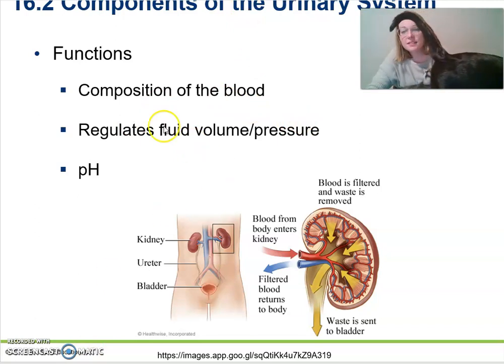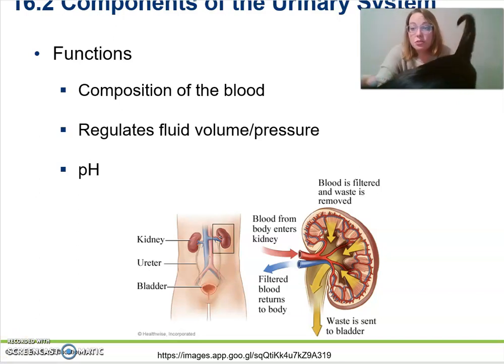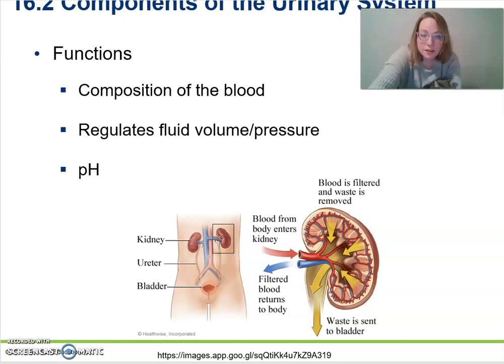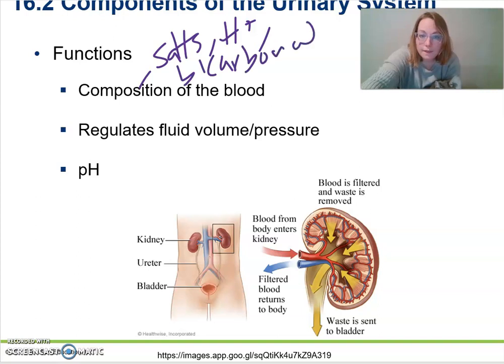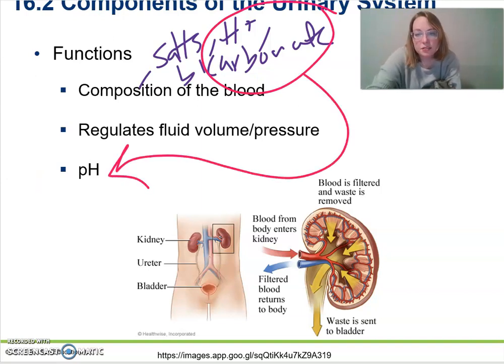So functions of the urinary system, the big one is they regulate the composition of blood. Right? So if we have high levels of something in the blood, we excrete. So especially true for things that we looked at last time, like sodium, potassium, chlorine. So they're going to regulate those. Etc. And then with the hydrogen and the bicarbonate, those affect pH. So they'll affect pH. And then it helps regulate blood pressure and volume.